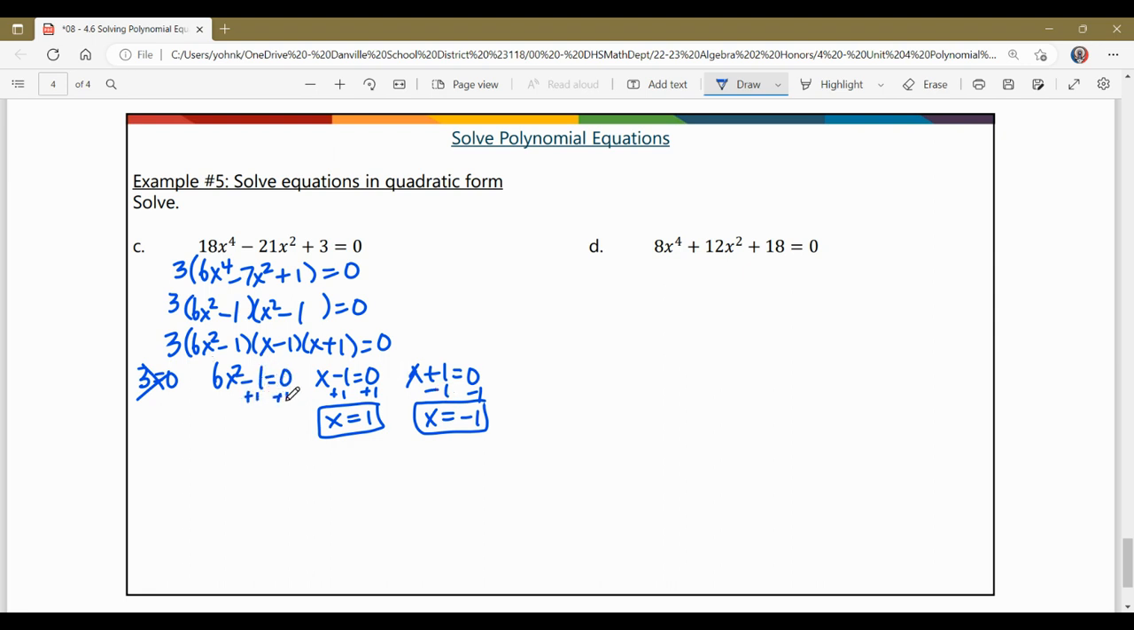So I'm going to plus 1 and plus 1. 6x squared equals 1. Divide by 6. X squared equals 1/6. Square root both sides. X equals plus or minus 1 over root 6. Can't leave a root 6, so you multiply top and bottom by root 6. So x equals plus or minus root 6 over 6. There are my answers.